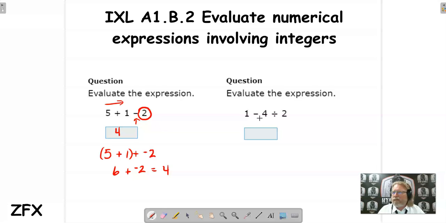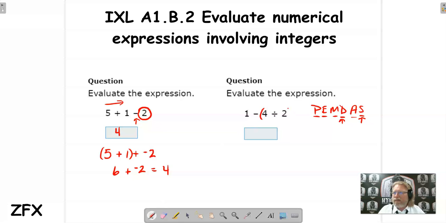All right, in the second problem here, I have subtraction and I have division. So I know that in the please excuse my dear Aunt Sally order of operations, I have no parentheses, I have no exponents, I have no multiplication, but I do have some division that I have to do, and then there's no addition, but I do have some subtraction that I have to do. So due to order of operations, I first need to do the division part first.